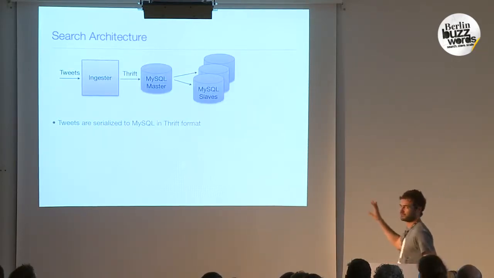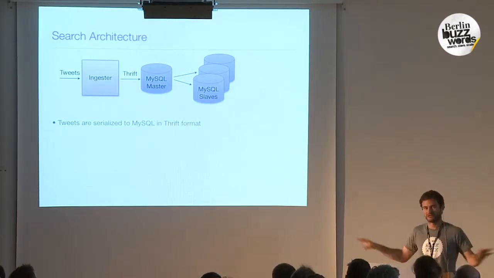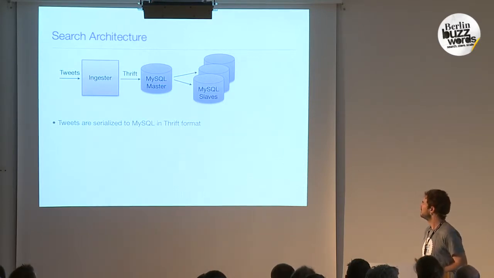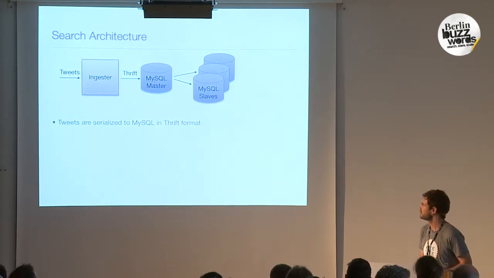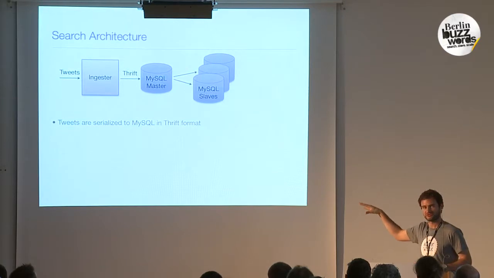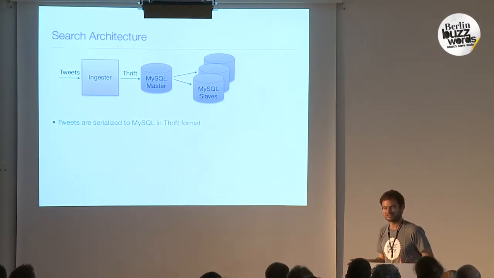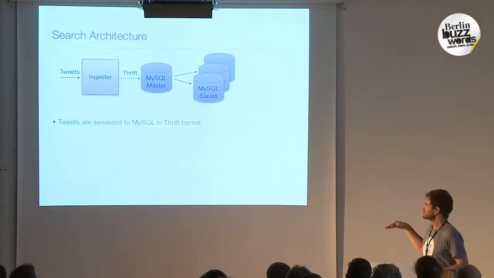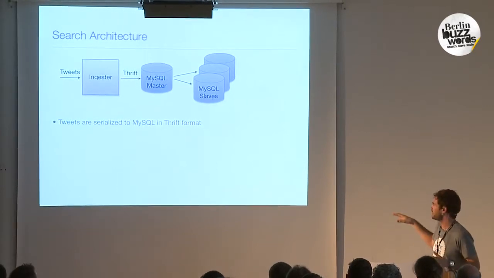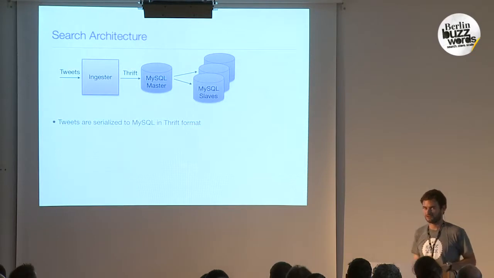And there's still actually a little bit of MySQL in our system, but currently we only use it to distribute data in our data center. And we are working on removing MySQL altogether from the search architecture, but for now we still have it. So what happens is the ingester, after it pre-processes the tweets, serializes them into Thrift format. Don't know if you know Thrift, it's a data serialization format similar to protobufs. And it writes a Thrift object into a MySQL master table, and then we have a bunch of machines that replicate from it. So that's how we get the data onto the different machines.